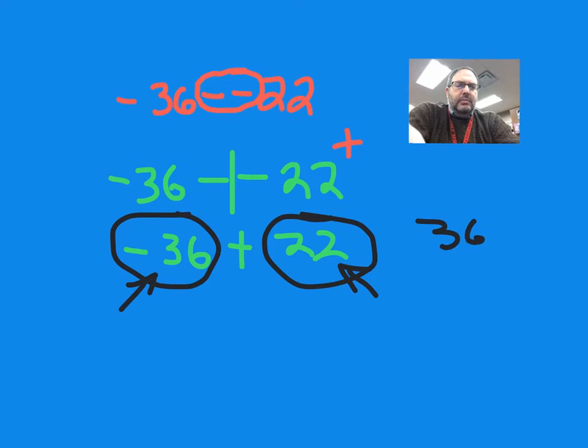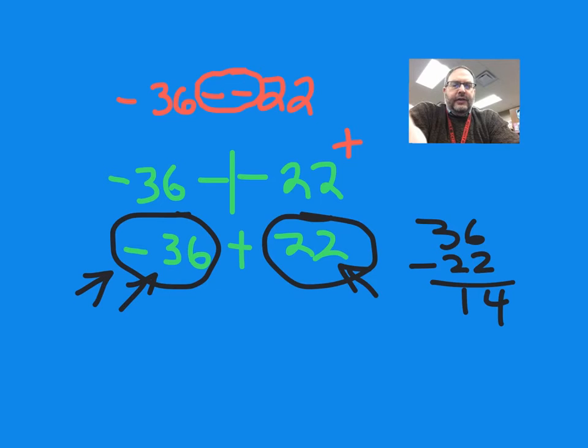So 36 minus 22, think about that. You get 14. And then the one that's farther from 0 is the negative 36. So our answer to this problem is going to be negative 14. Again, our signs were different, so we needed to subtract and keep the sign of the larger, which was the negative number.